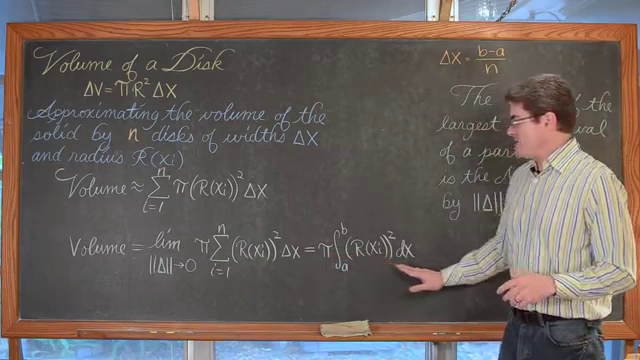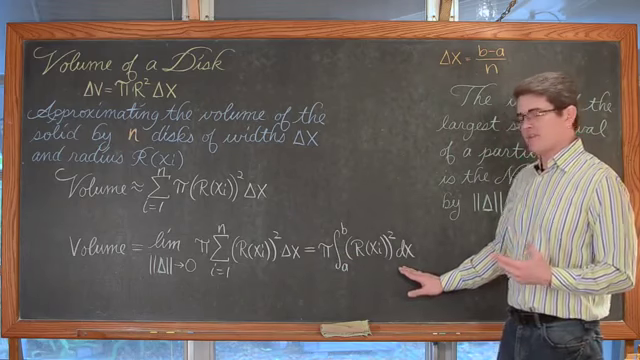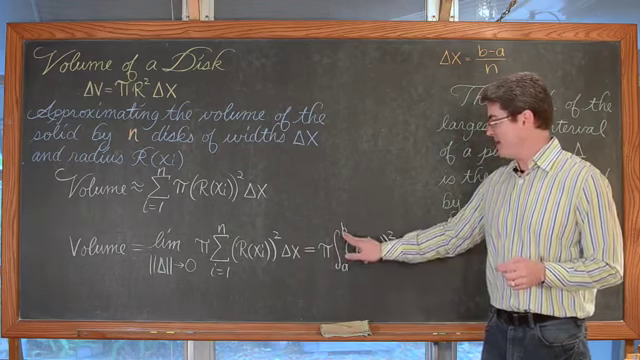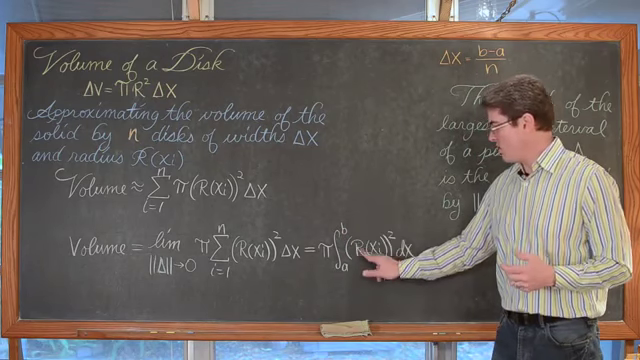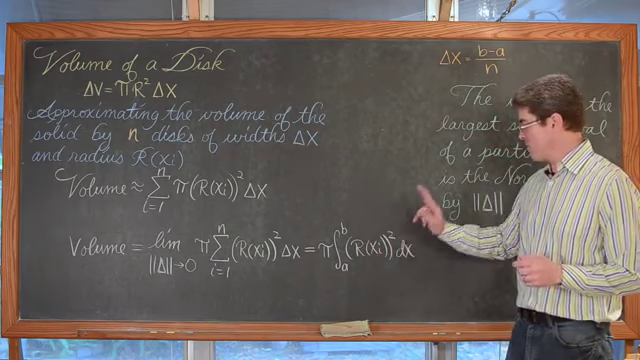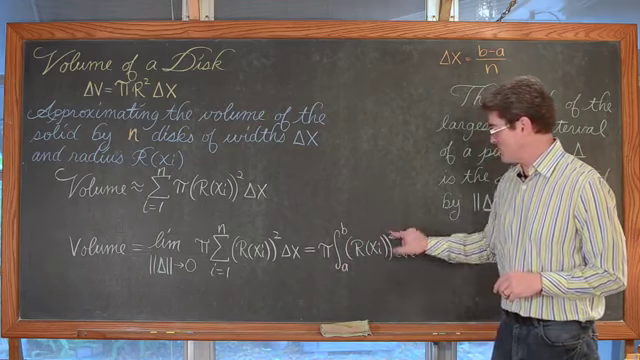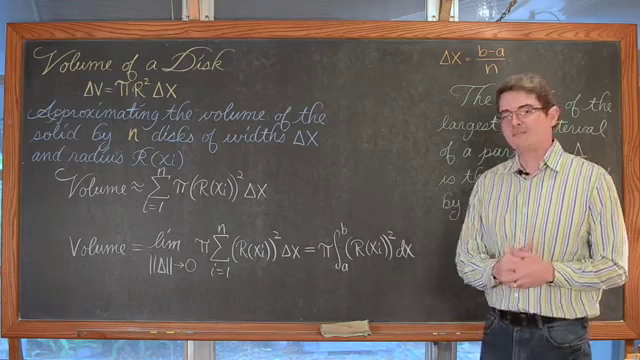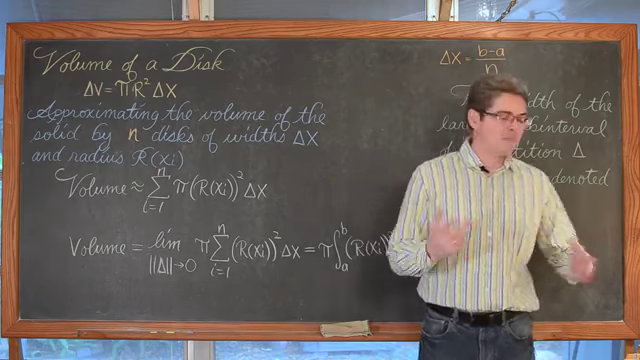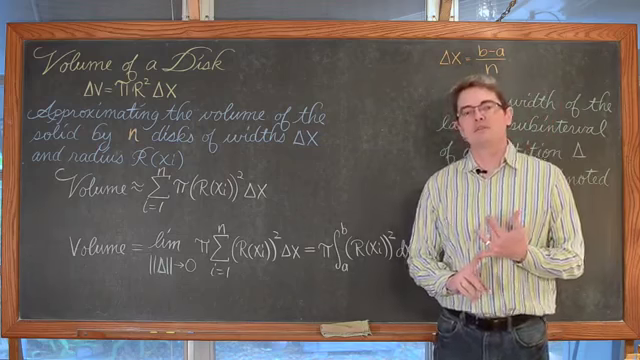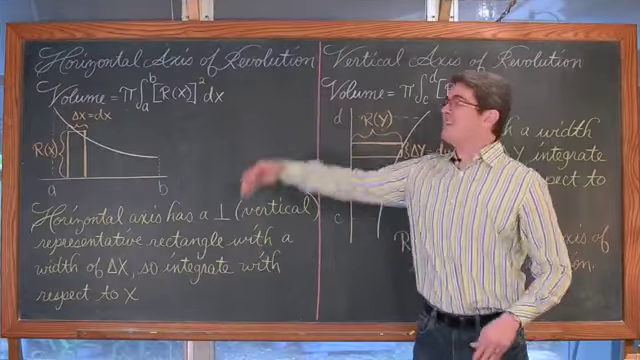Ultimately, we get to what we're going to be using through all these examples, which is pi times the definite integral from a to b of r of x squared dx. And that's basically pi times r squared times the height. All right, let's get a summary statement up here for when we have a horizontal and vertical axis of revolution before we get to our first example.